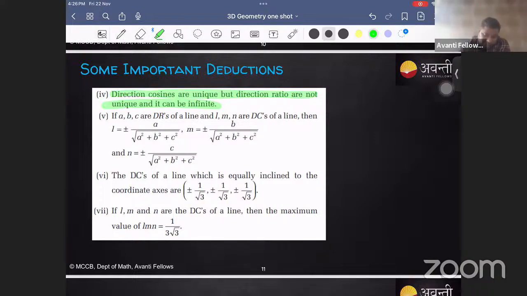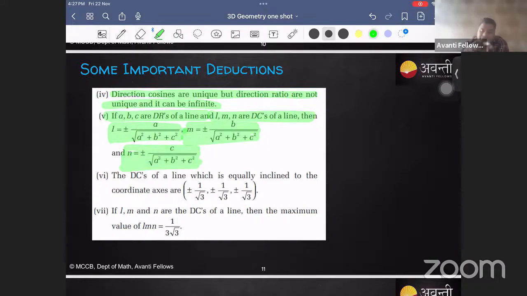Now, if A, B, C are direction ratios of a line and L, M, N are direction cosines of a line, then L is what? L is A upon under root of A square plus B square plus C square. M is what? Plus minus B upon under root of A square plus B square plus C square. And similarly, N is what? C upon under root of A square plus B square plus C square.